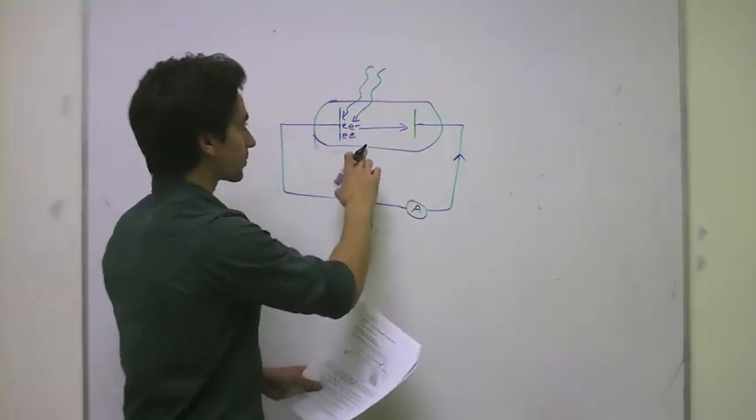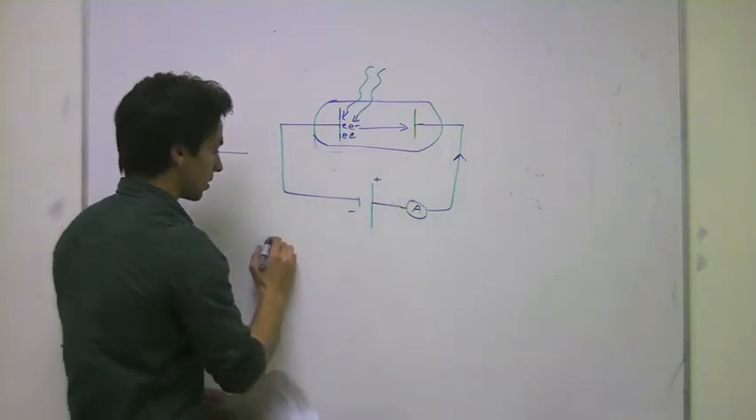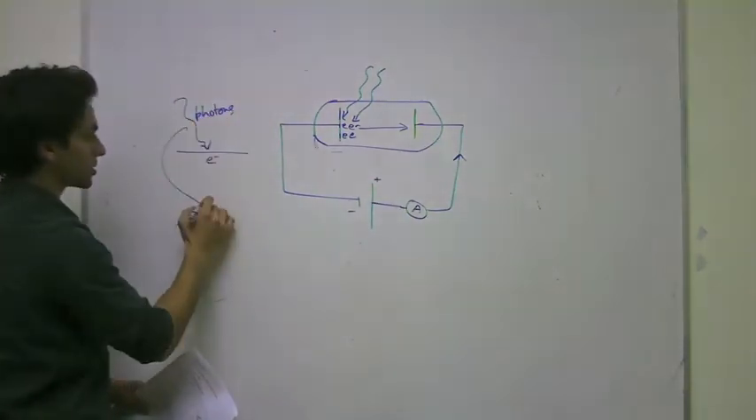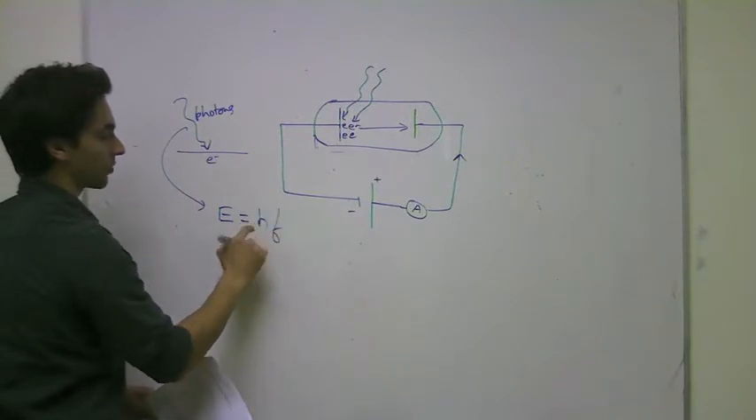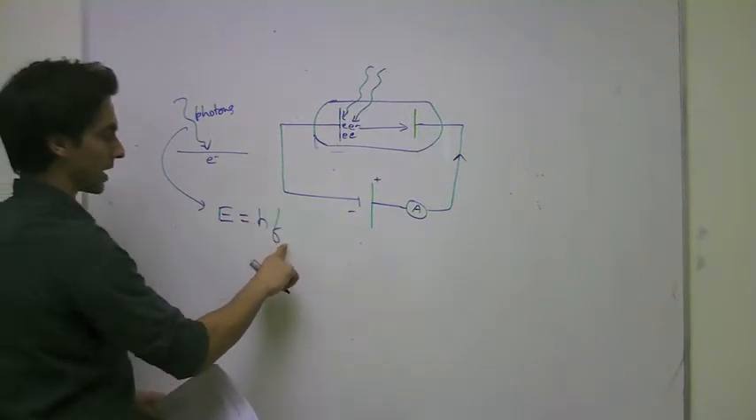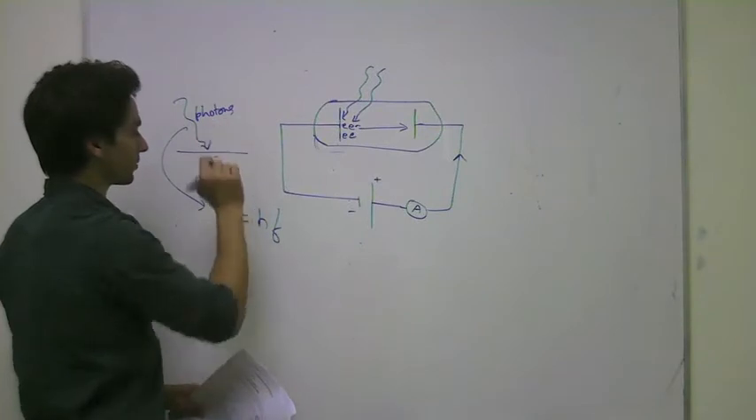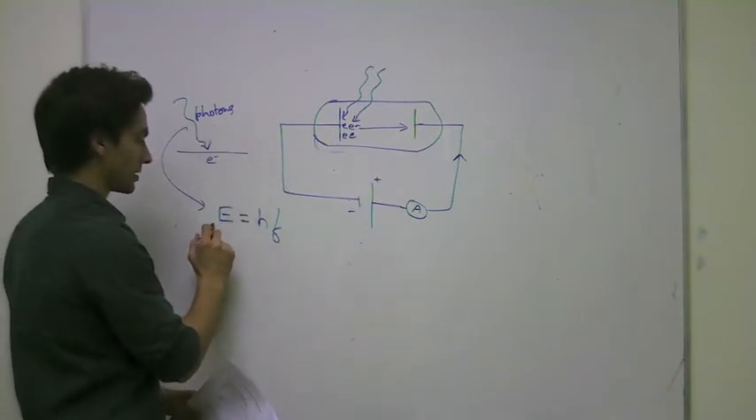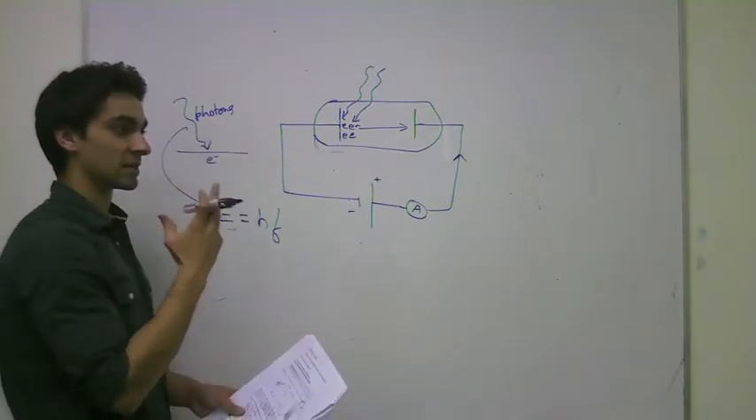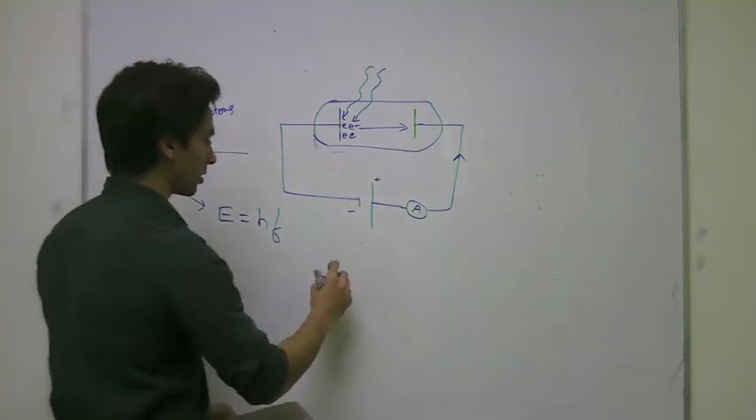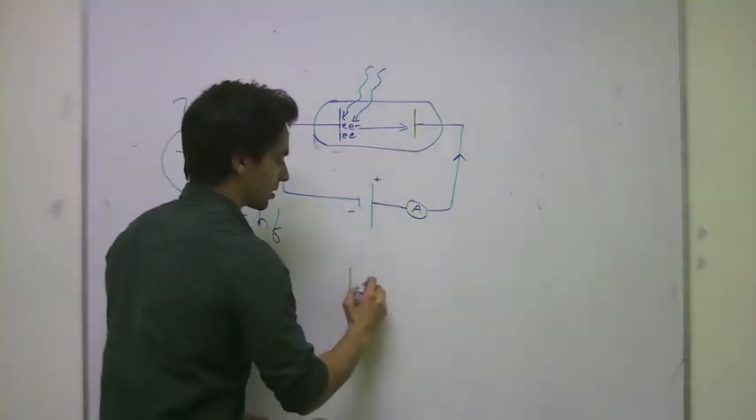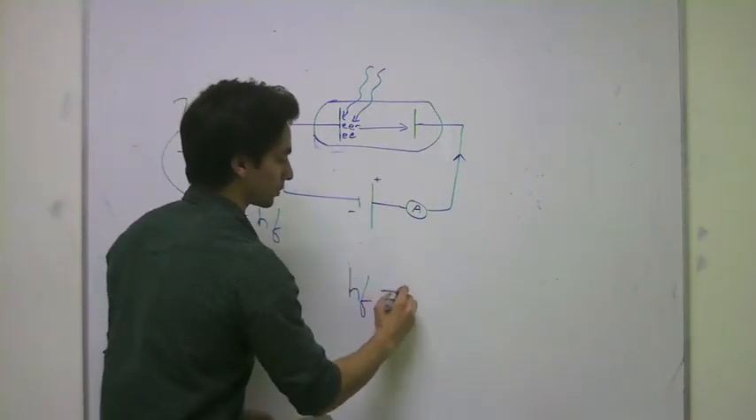These electrons are called photoelectrons. Einstein postulated that these photons have an energy equal to hf, where h is Planck's constant and f is the frequency of the photon. So the energy, as opposed to being dependent on the intensity or amplitude, is actually dependent on the frequency of the photons.